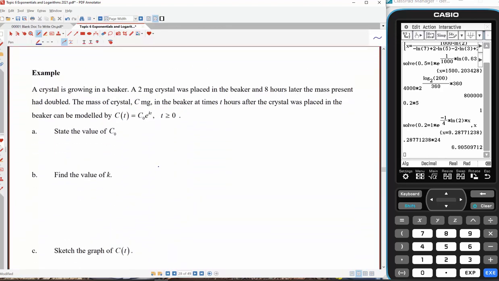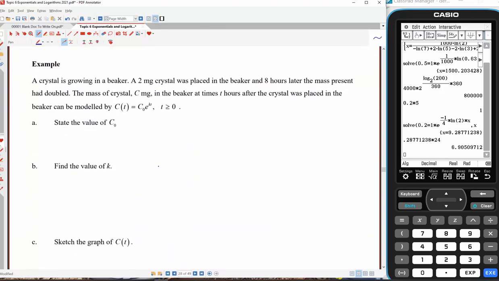I think we're going to see another example of how to round. A crystal is growing in a beaker. A 2 milligram crystal was placed in the beaker and 8 hours later the mass present had doubled. So it's modeled by this. So this is our function here. Our C0, the initial value, was 2. Find the value of k. We're not showing it, we just need to find it. So if it's doubled, 4 equals 2 times e to the kt. T is 8 hours.